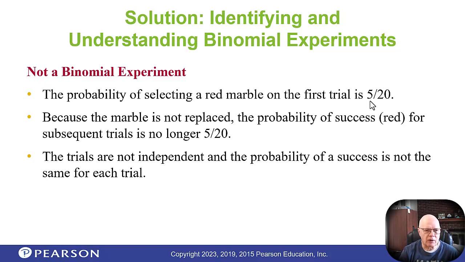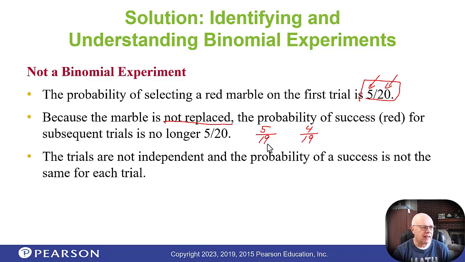The probability on the first trial is 5 over 20, okay? 5 red marbles, 20 marbles in all. But they're not replaced. So the next time, either the probability on the next one will be 5 over 19 because we haven't picked the red marble the first time, or it'll be 4 over 19 because we already took out a red marble and did not put it back. So the trials are not independent, and that means we do not have a binomial experiment.